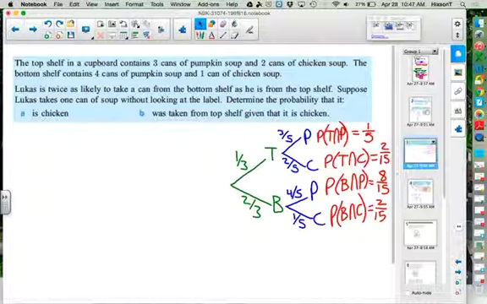What's 4 divided by 15? It's gonna be around 60.